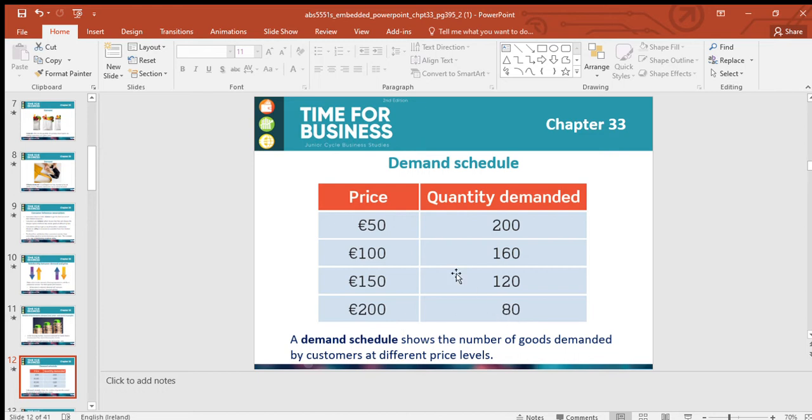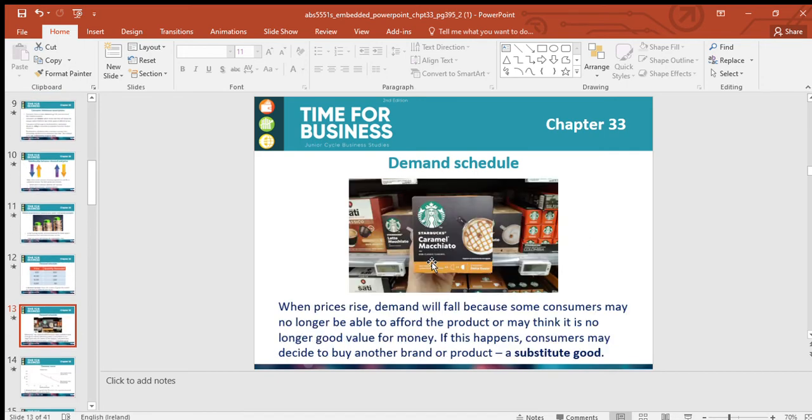So that's our demand schedule. As the price goes up, the price is constantly increasing. It's gone from €50 up to €200. The demand goes down. 200 people are willing to buy the jacket at €50, and now there's only 80 people. So this is our demand schedule. So when prices rise, demand falls, because some consumers may no longer be able to afford the product, or may think it is no longer good value for money.